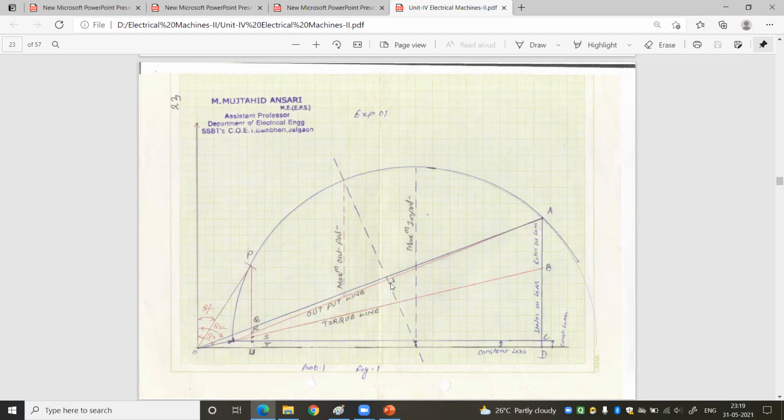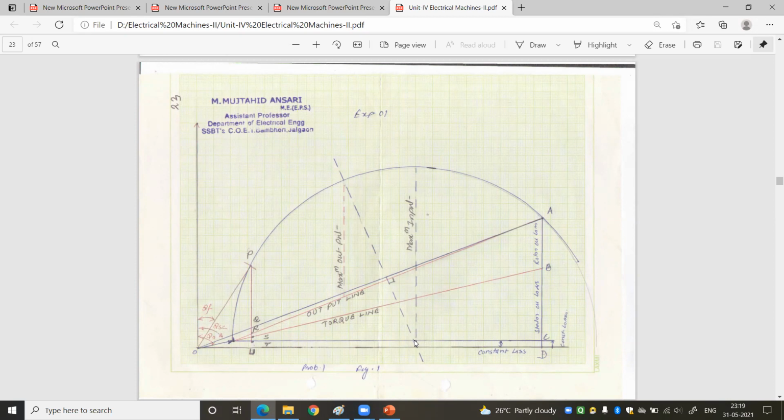Draw the projection, find the center of the output line and draw its projection. The intersection of points, say this point is C. C dash is the center. Either from C dash to A or C dash to the no load current point, draw a half circle. So this is the construction of the circle diagram.